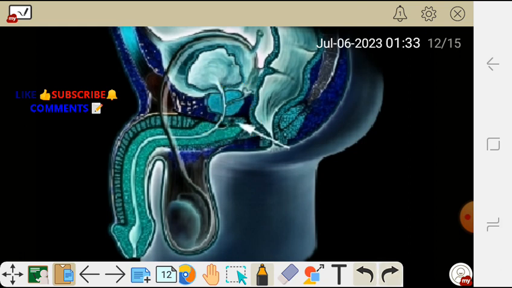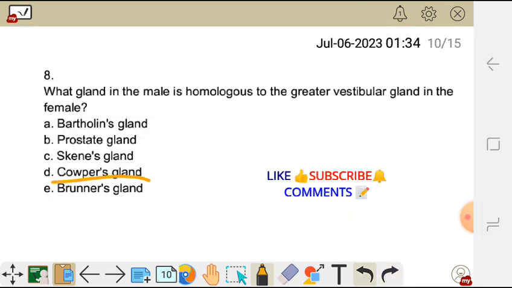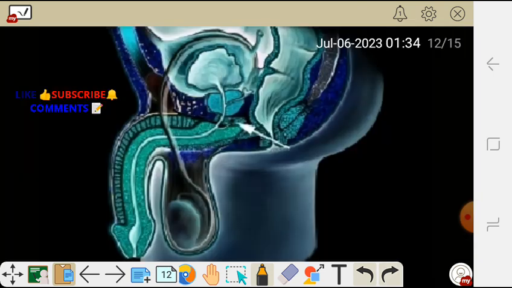They secrete fluids which lubricate the urethra for easy passage of sperms, and also to neutralize acidic urine which may be found there. The function here is also the same. They produce fluids to lubricate the vagina there. So the Bartholin's gland is homologous to the Cowper's gland. The prostate gland in male is homologous to Skene's gland in female. So the correct answer for question 8 is the Cowper's gland. We move on to question 9.